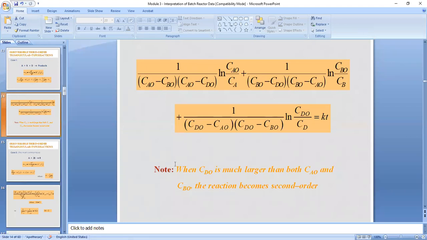Now, there's a note in here, specifically stated as well, that when the initial concentration of D is much larger than both the initial concentration of A and B, the reaction becomes second order. It's exactly the same principle as discussed also last meeting, when one particular reactant, in terms of initial concentration, is higher compared to another. That's in the case of the second order type of reaction.